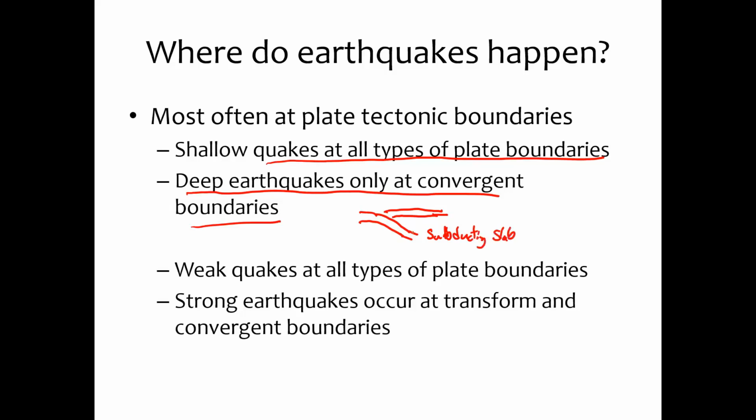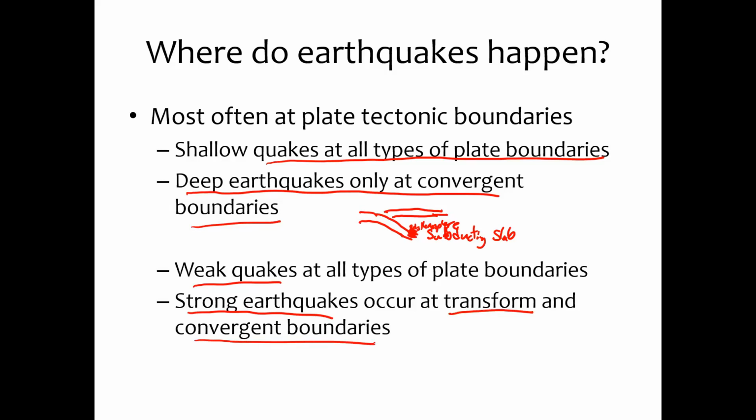And as that drags along the mantle here, it's the asthenosphere. That drags along. That motion there can cause an earthquake that's very deep underground. Weak quakes can happen at all types of plate boundaries, convergent, divergent, or transform. But really strong earthquakes generally only occur at the transform and convergent boundaries.